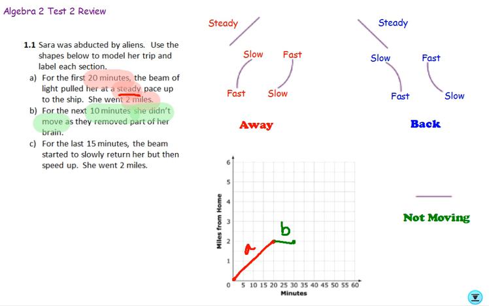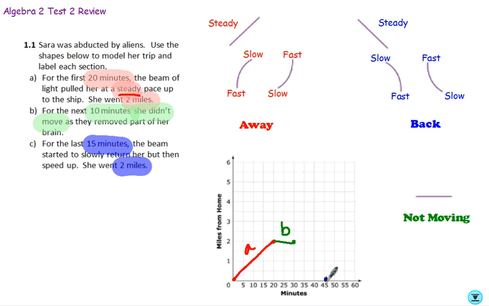So they took her back home or dropped her off. And so it says it took them 15 minutes. And the beam started slowly, but then it sped up. And then she went 2 miles. So what we're saying is that it took them 15 minutes to drop her back off. So at this point, she'd been away from home for 30 minutes. 15 more minutes from that would put you at 45.